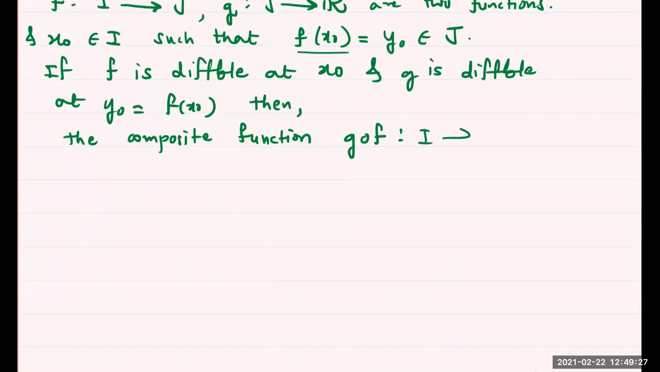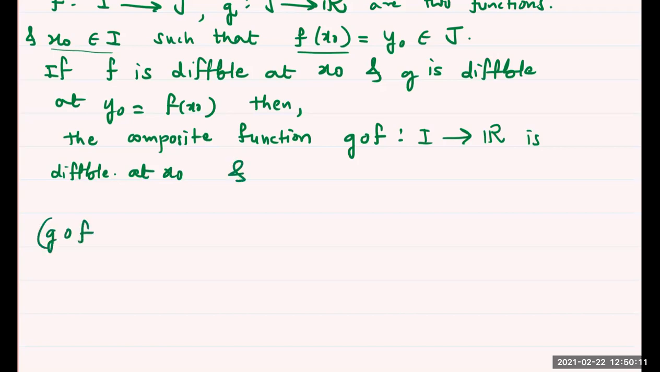So G∘F is from I to R, and is differentiable at which point? Which point is in I, look above, write x naught and y naught here. Somebody unmute and tell me. It is differentiable at x naught or y naught? Its domain is I, and the point in I is x naught, so it is differentiable at x naught.